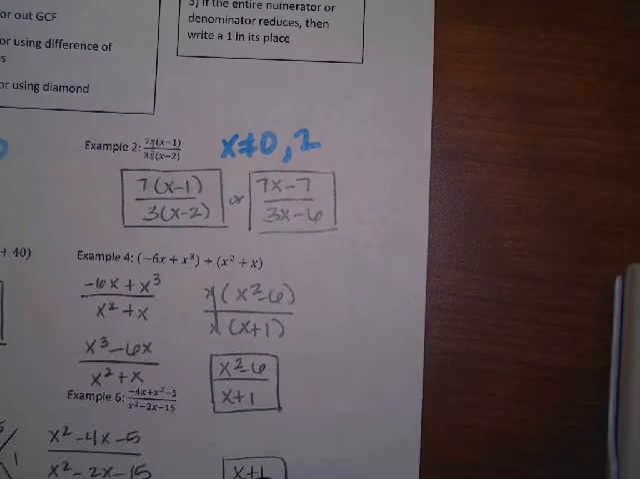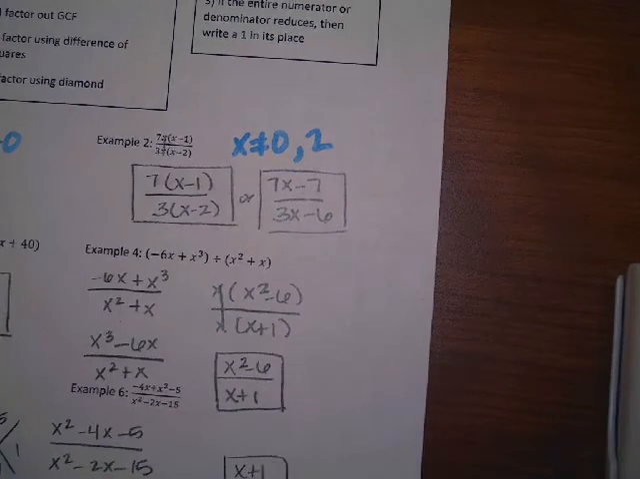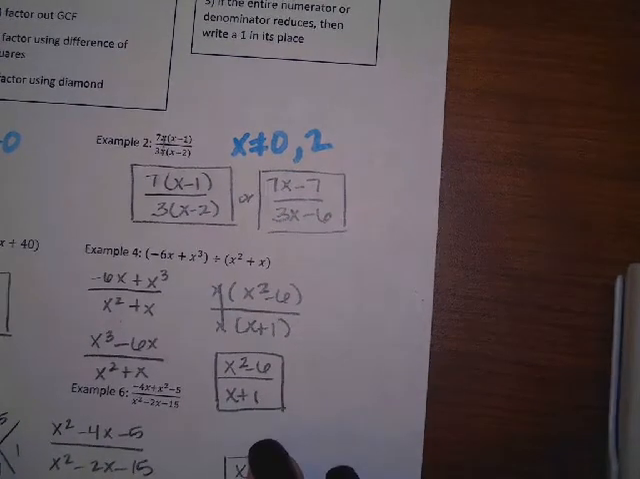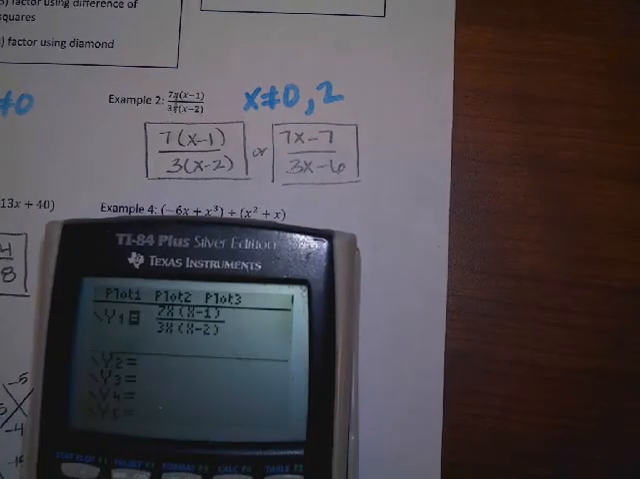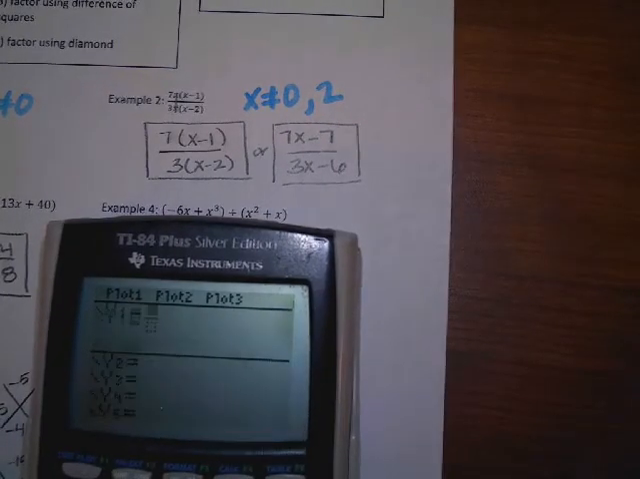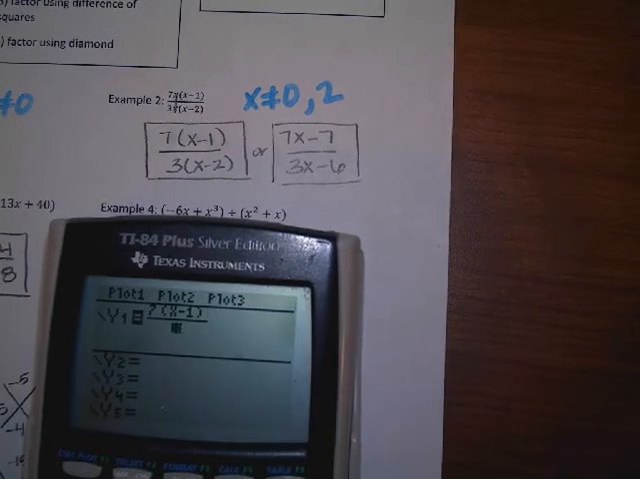We have 2 excluded values for that one. I think you're going to pick up on where the excluded values come from. So I'm just going to tell you what a few of them are, and then we're going to see if we can figure out how I knew. Okay? Now, if I graph our answer, I've got 7 times x minus 1 over 3 times x minus 2.